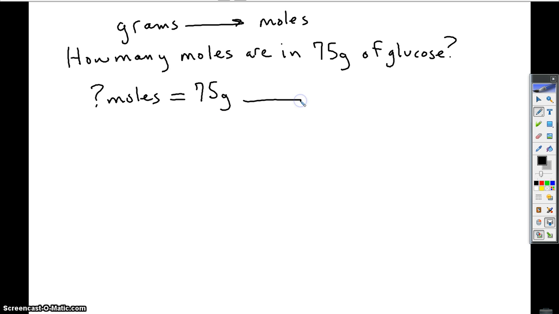And for glucose, we found out that there was 180 grams that are equal to 1 mole. And we know in this case that the 180 goes on the denominator so that the grams can cancel out. And now we just 75 divided by 180, we can have two significant figures. So our answer comes out to be 0.42 moles. Okay, second example.